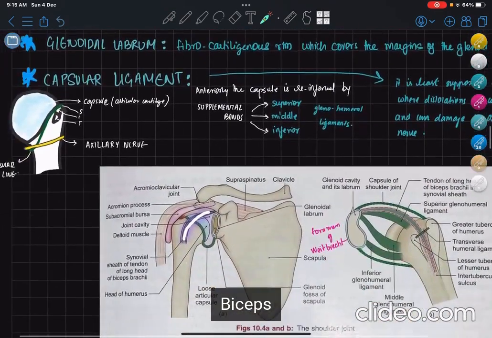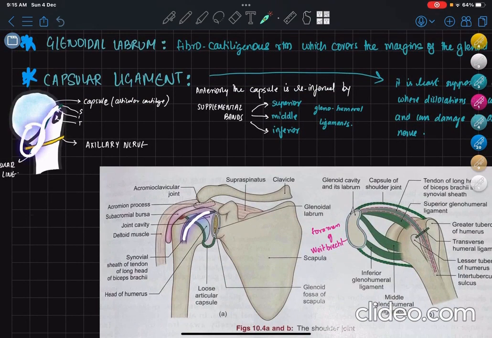So we have to talk about medially attachment to the scapula, laterally to the anatomical neck, and the two exceptions that we talked about here, and then anteriorly the three supplemental bands and the foramen of Weitbrecht, and we talk about the anterior dislocation that could happen.